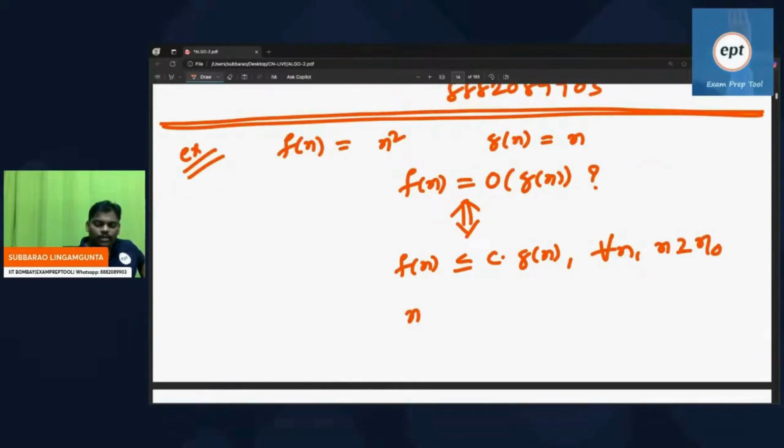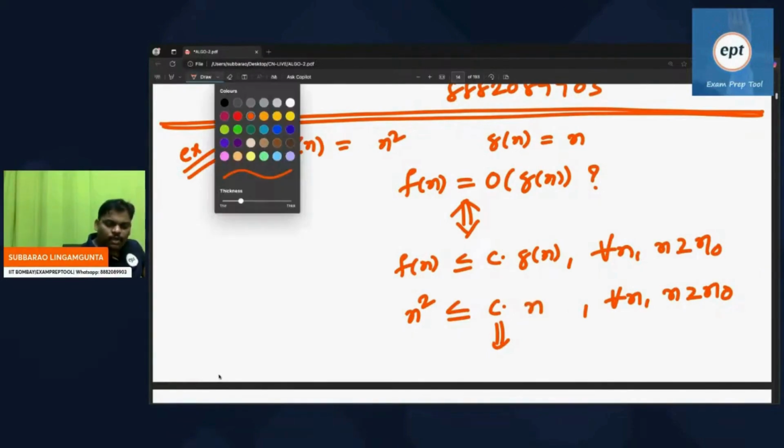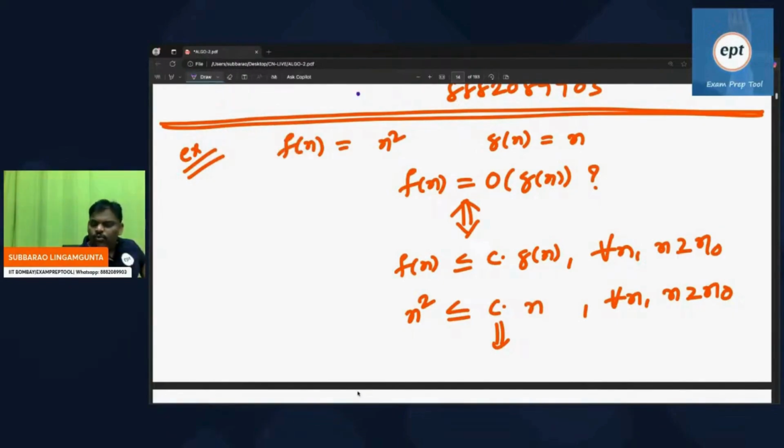Let me check. f(n) is n square, less than or equal to some c times g(n), for all n greater than or equal to n0. The c value I can take. But remember, this g(n) is n. This is n square, and this is n. So comparing left and right, the right should be more or equal.